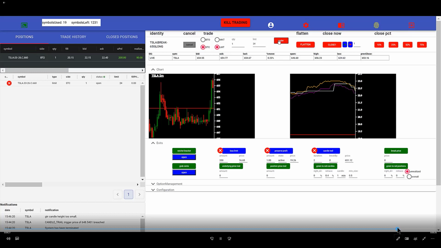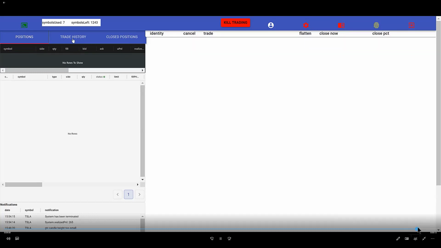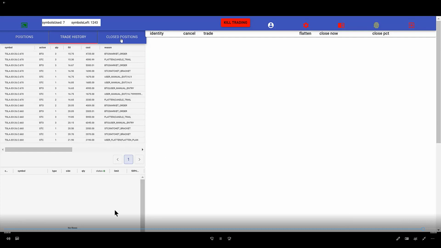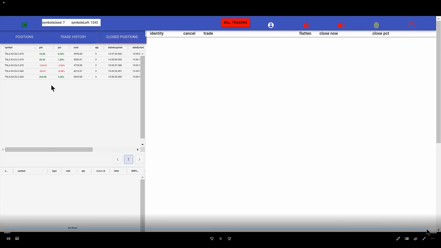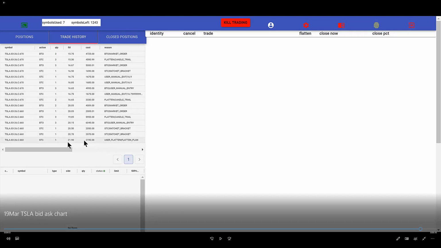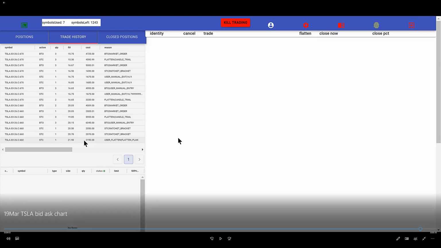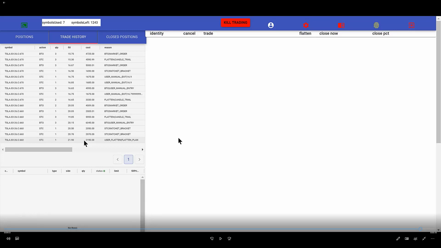I'm trying to figure out what actually took me out. Might have been manual. Let's see. Yeah, okay. So this was a manual. I clicked flatten when it turned around hard. I could have had the green to red candle tactic get me out, but I had turned that one off because I was pretty enthused by the way Tesla was moving.